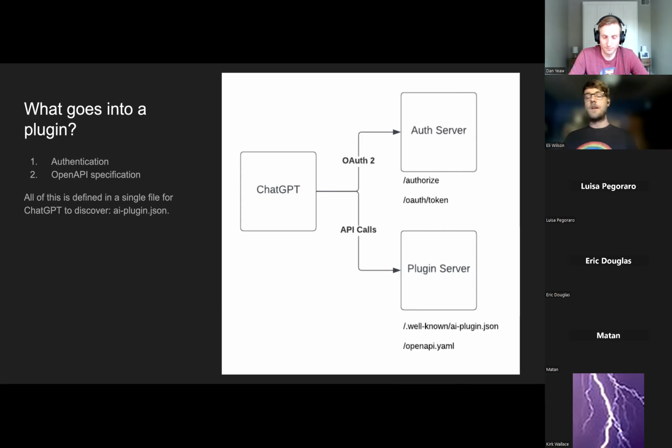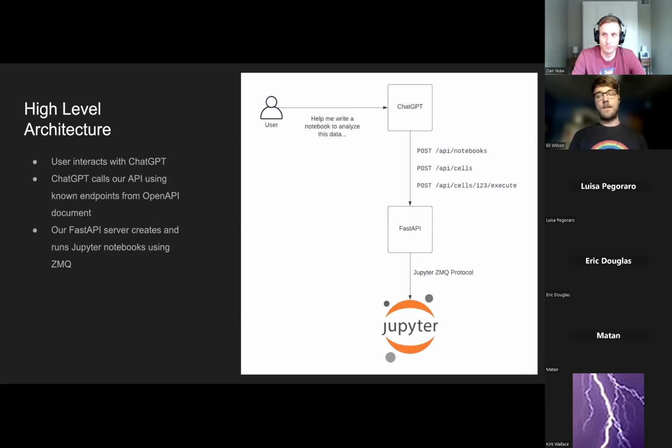So this is where you will host two important endpoints. The first one is called the ai-plugin.json. This tells ChatGPT, this is how authentication works. We're using OAuth. These are my configured endpoints for authentication. And then the other one is our OpenAPI specification. So this tells ChatGPT, these are the available endpoints that you can use, and here's the input data types and the expected output data types.